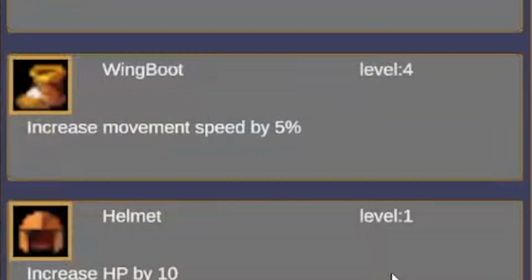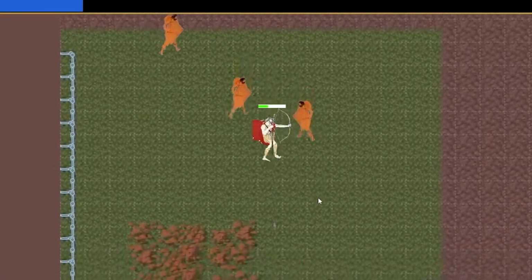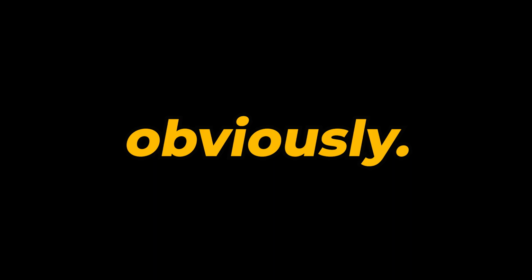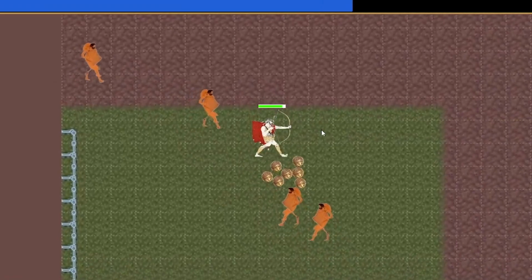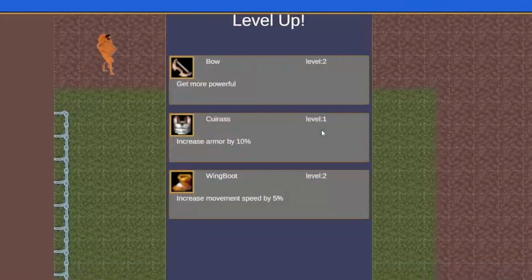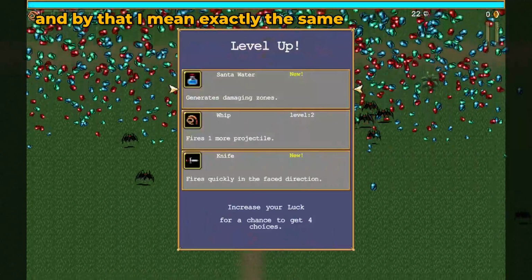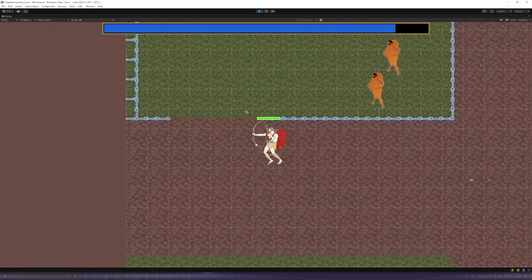And I added wing boots, which look like normal boots. Okay, I'll add the wings later. They make you go faster, so obviously they're the coolest power-up. Boom. Now it's looking a lot more like Vampire Survivors. Also, check out this XP bar. That's as far as I can make it for now.